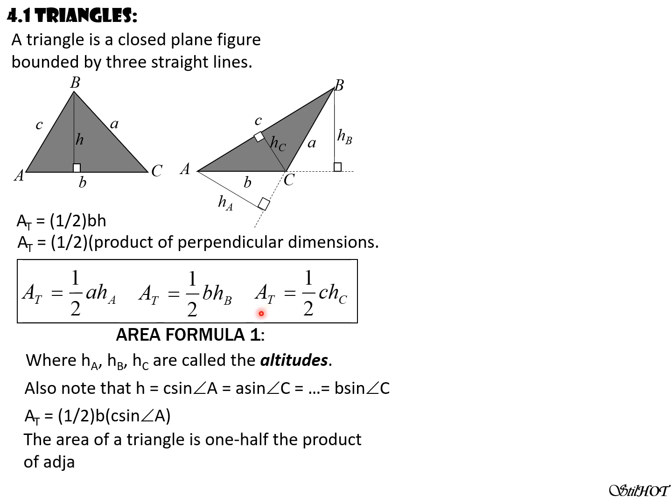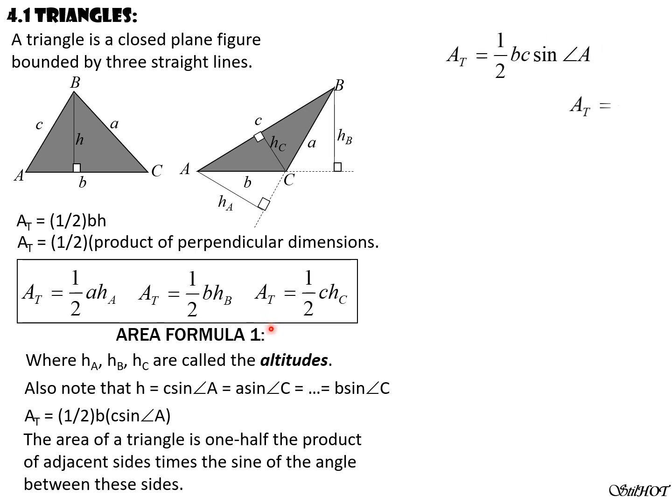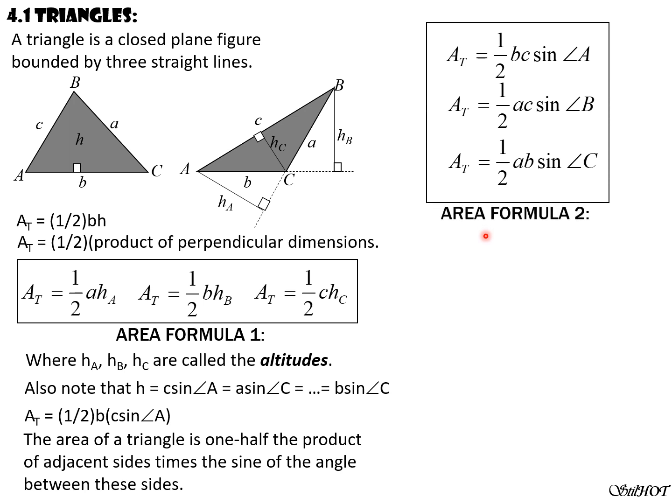And since there are three cases, then there will also be three formulas, but the most important thing to remember is area is 1/2 product of adjacent sides times sine of the included angle. And we'll call this set of formulas area formula 2. Though it is a formula, I hope that you will not memorize them. Just recite this and it's done.